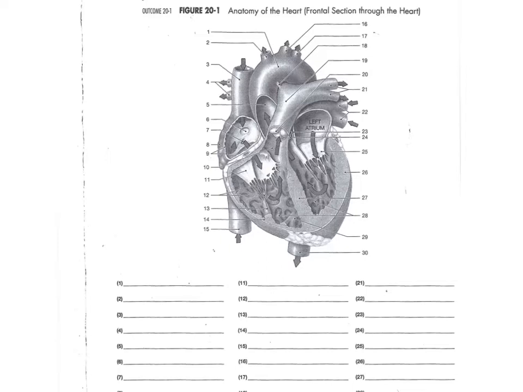One of the things I'd like you to note on this diagram is that the walls of the ventricles are a little different. So this over here is the right ventricle. And on the opposite side, on the left, this is the left ventricle. And look at the thickness of the walls. So the walls of the left ventricle are much thicker than the walls of the right ventricle.